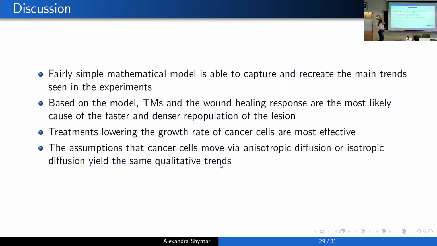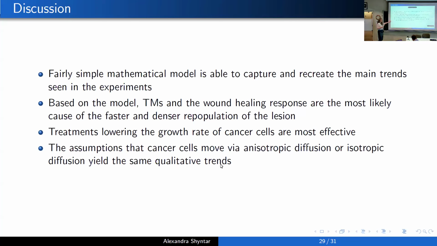All right, so that's everything. We were able to come up with a fairly simple mathematical model that is able to capture the essential trends. Based on our model, we can hypothesize that tumor microtubes as well as the wound healing response are the main cause for the faster and denser regrowth of the tumor. We can conclude that the treatments lowering the growth rate of cancer cells are the most effective.